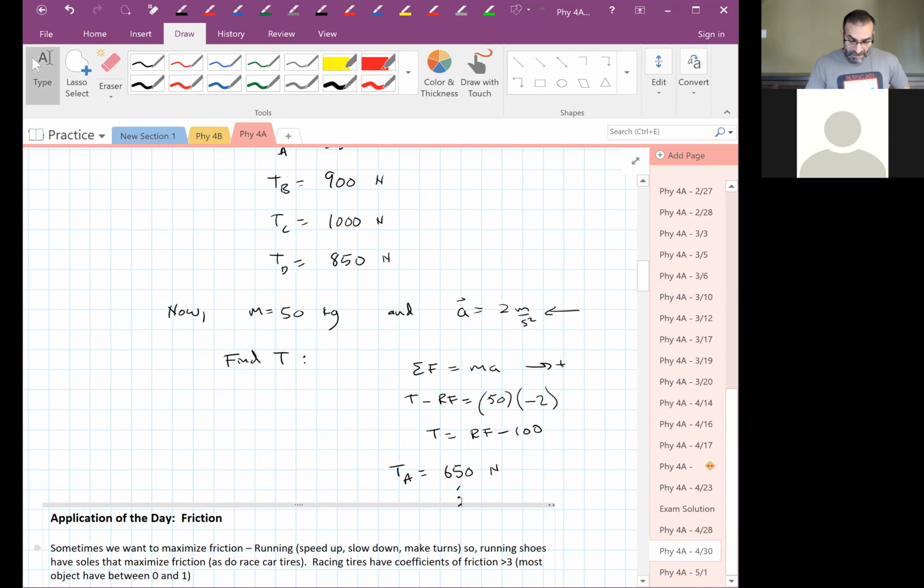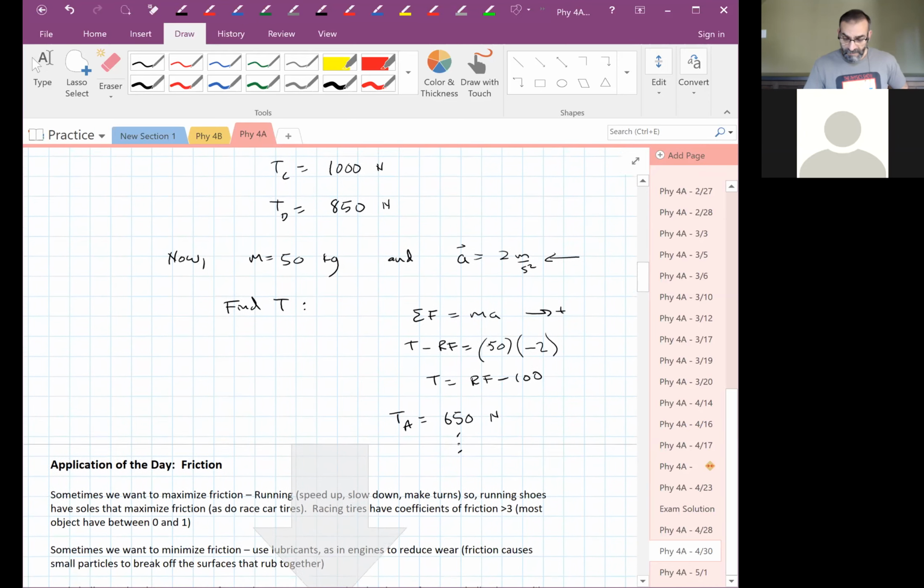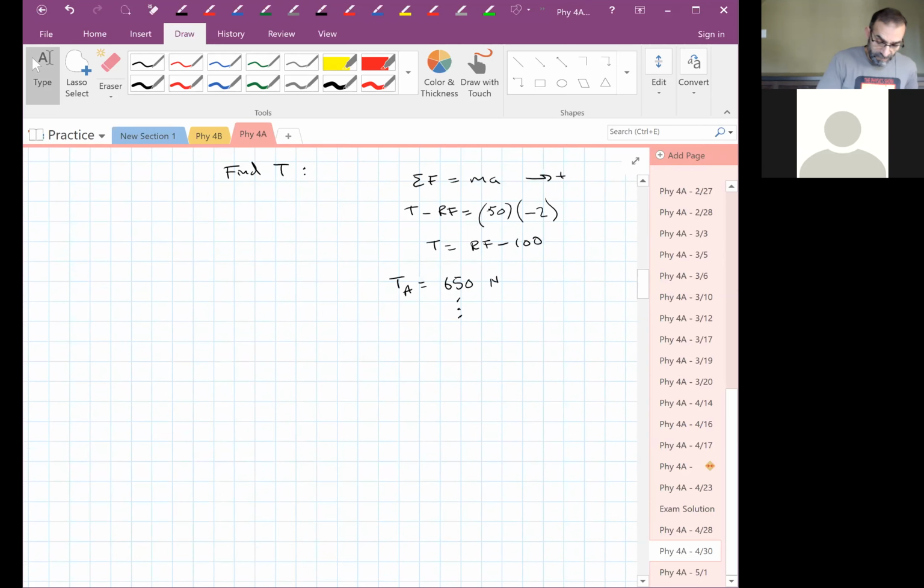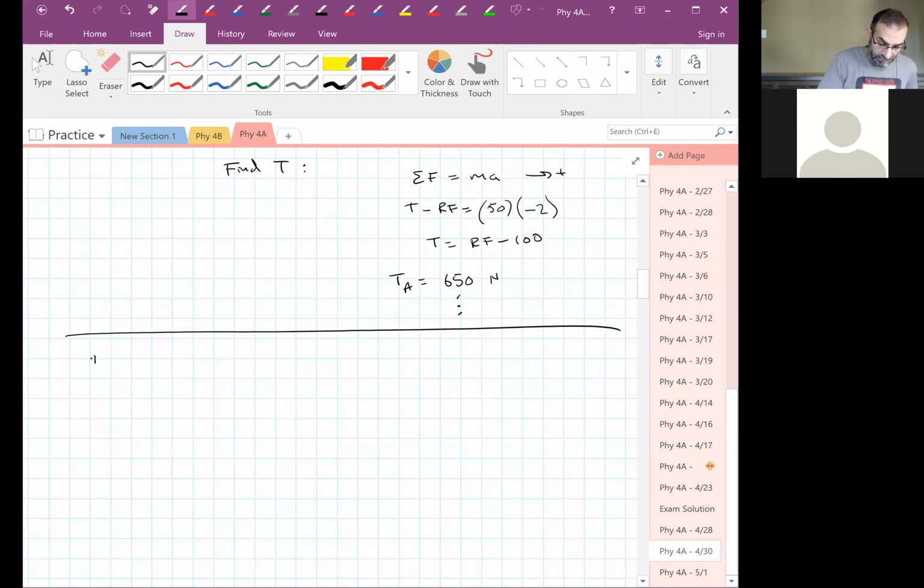Let's talk about friction. So we've been talking about friction a little bit, but we need to talk about it a little bit more. And there are some formulas that help us actually calculate the friction in some situations. So here I've got a block sitting on a surface, and I'm going to apply some kind of force to it.